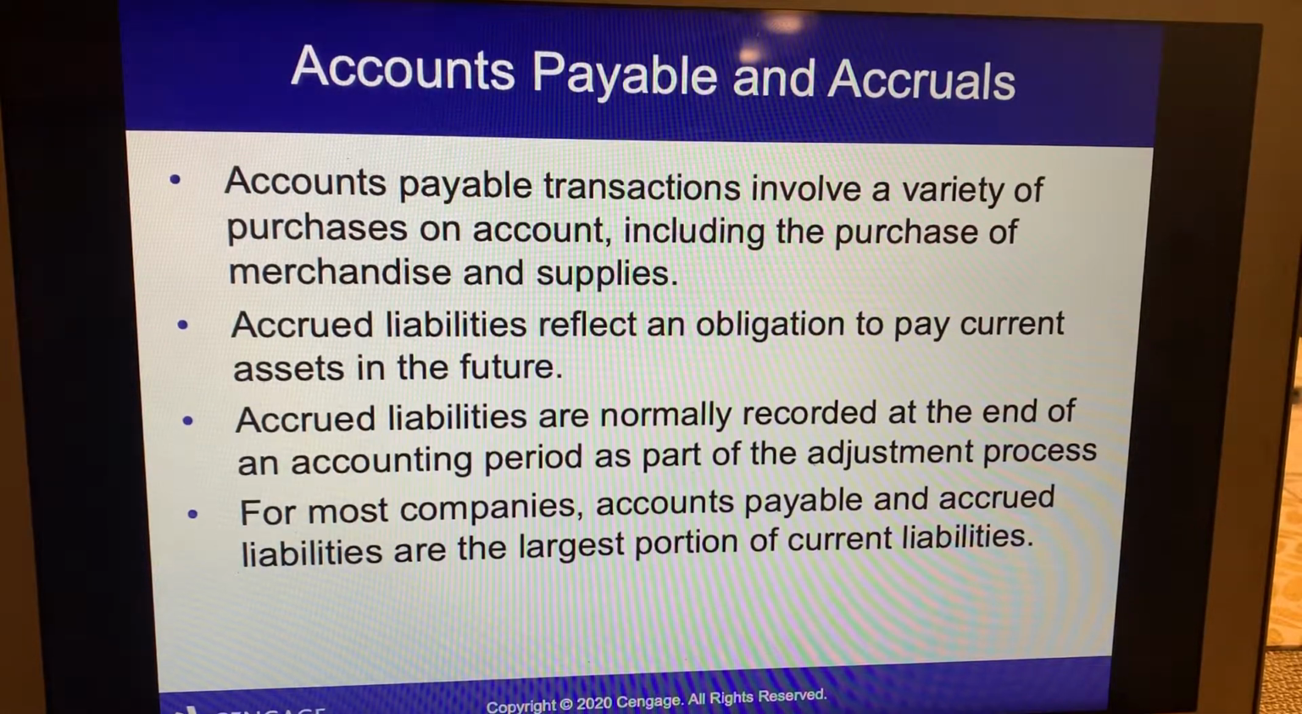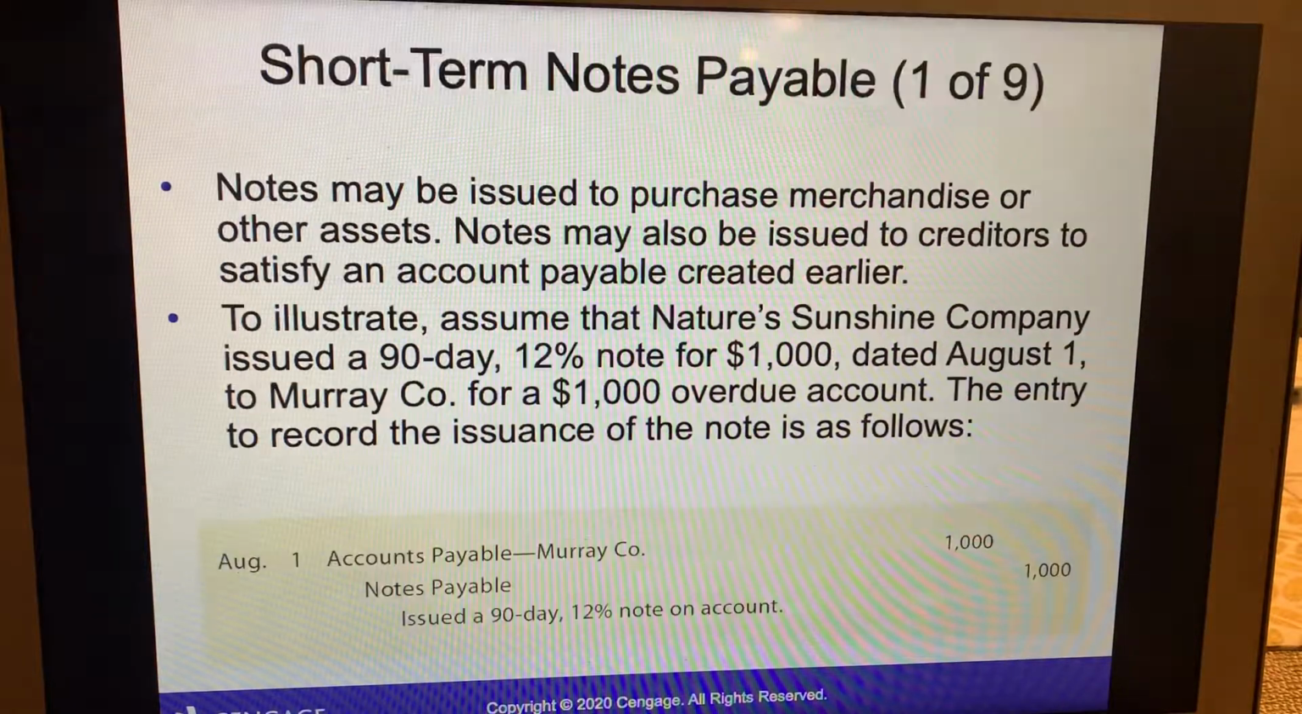Accounts payable transactions involve a variety of purchases on account, including the purchase of merchandise and supplies. Accrued liabilities reflect an obligation to pay current assets in the future. Accrued liabilities are normally recorded at the end of an accounting period as part of the adjustment process. For most companies, accounts payable and accrued liabilities are the largest portion of current liabilities.